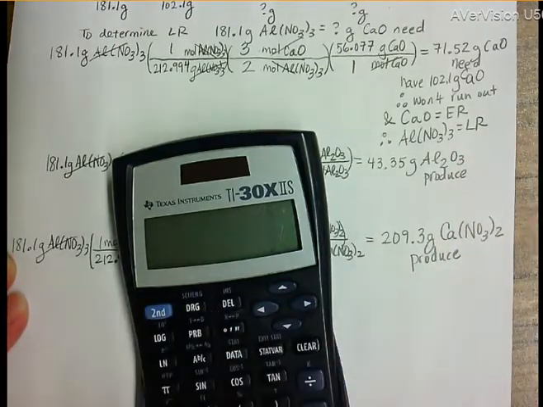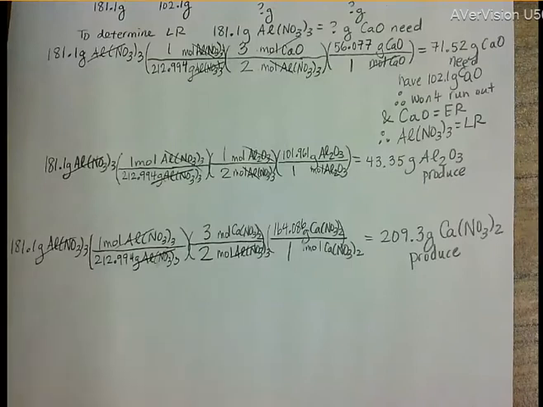So the important thing here is when you're asked to calculate the amounts of products, you always have to use your limiting reactant to calculate the amount of product.